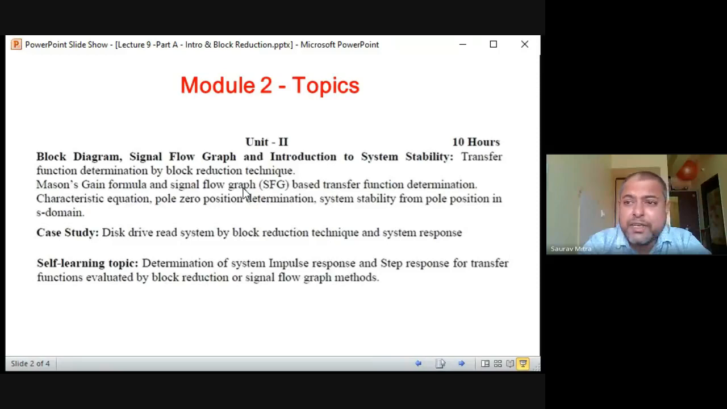So what is the significance of the transfer function? First thing, we can find out the characteristic equation. We can find out the pole positions. From pole position, we can find out the system stability. That is the first thing.